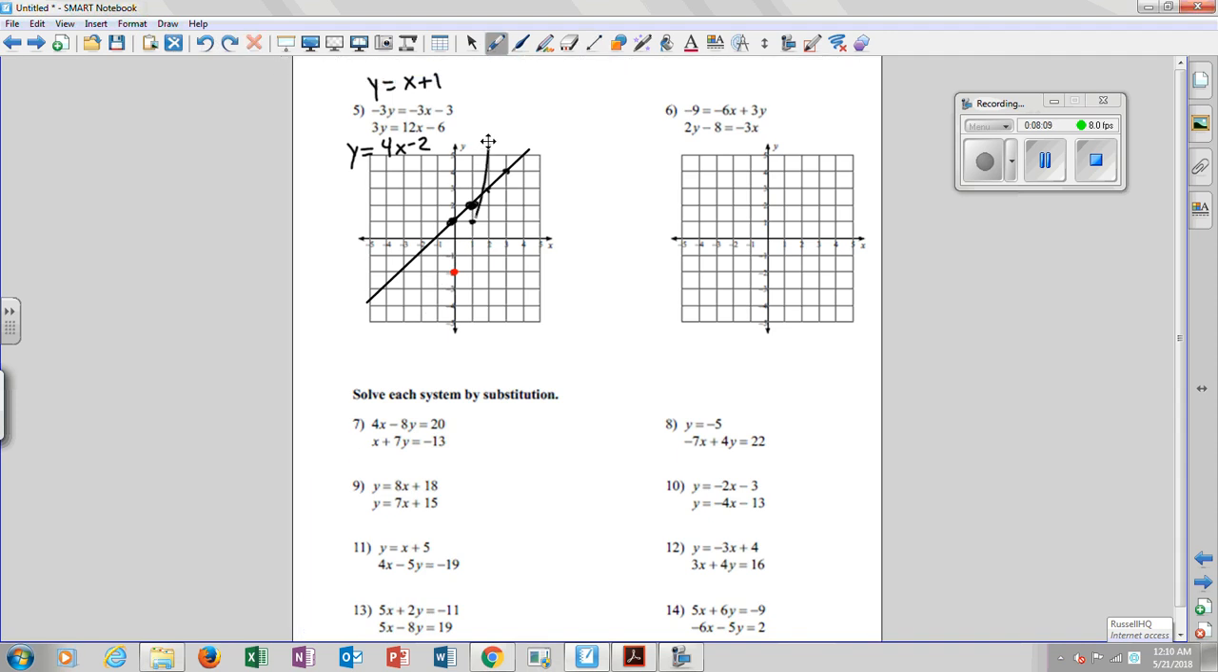Then draw a line through your dots. That's better. And so you can see that your answer is 1, 2.